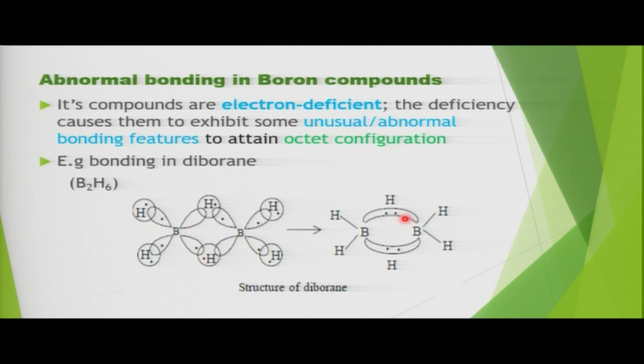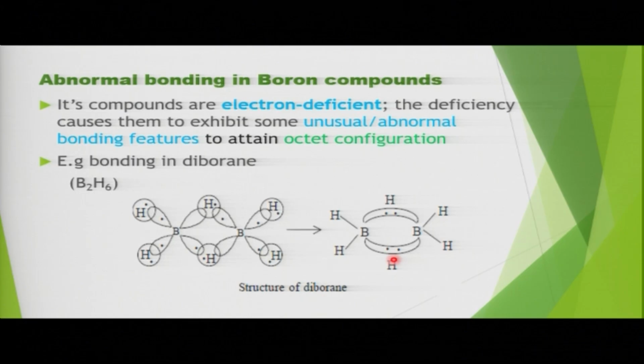whereby we have 2 electrons, but they are shared by 3 atoms. This is terribly not even supposed to be. That's why it is abnormal. 3 atoms sharing 2 electrons.